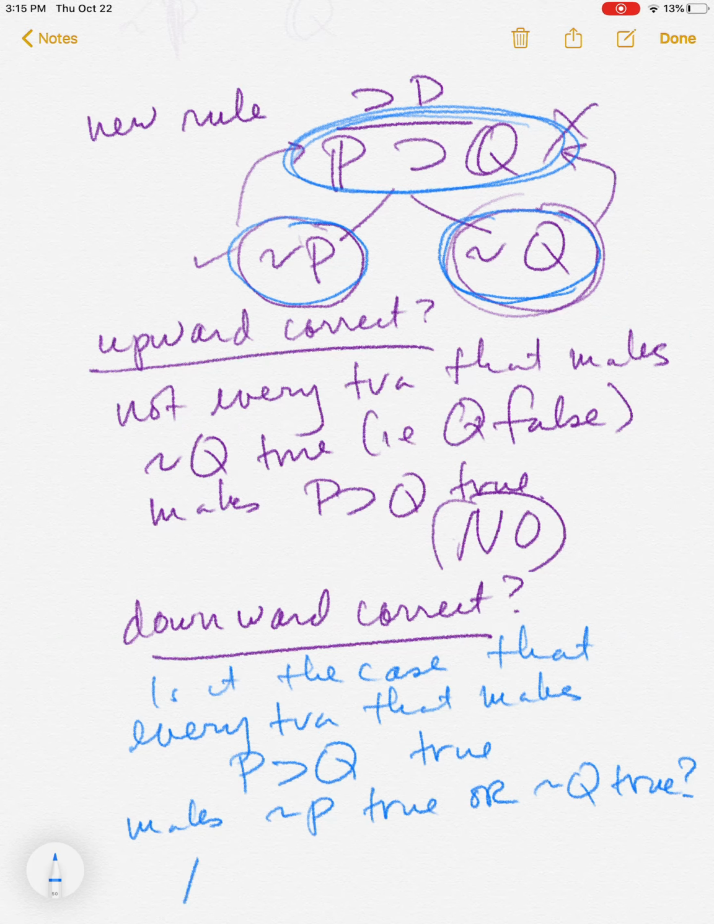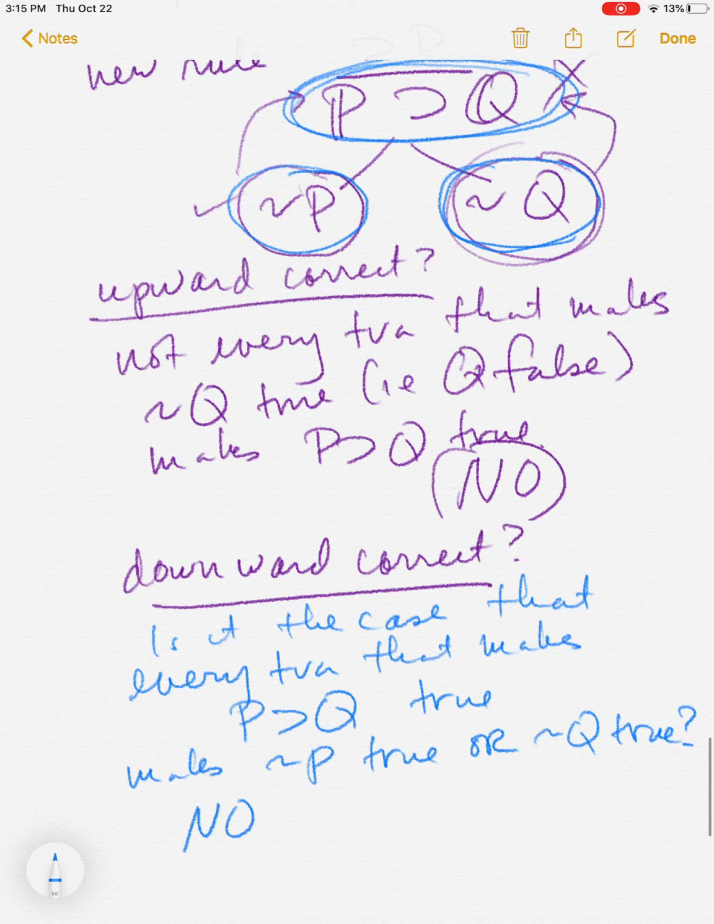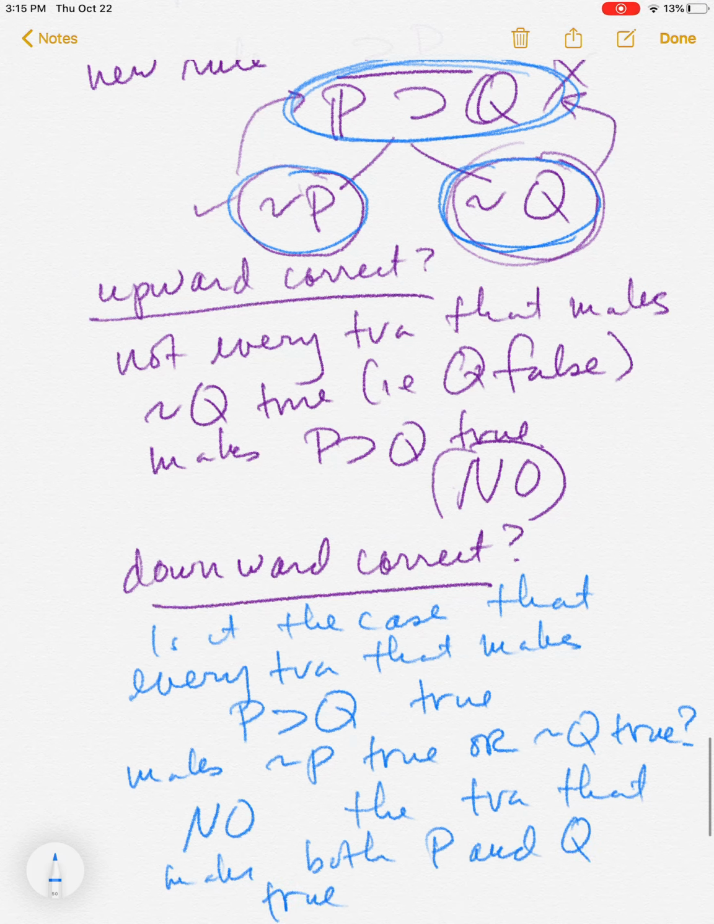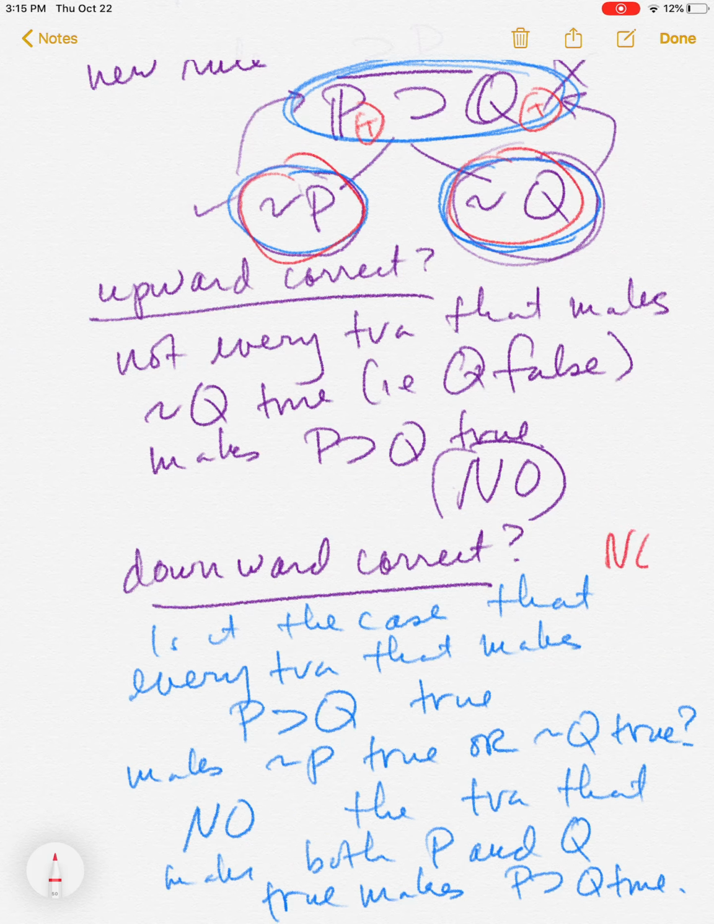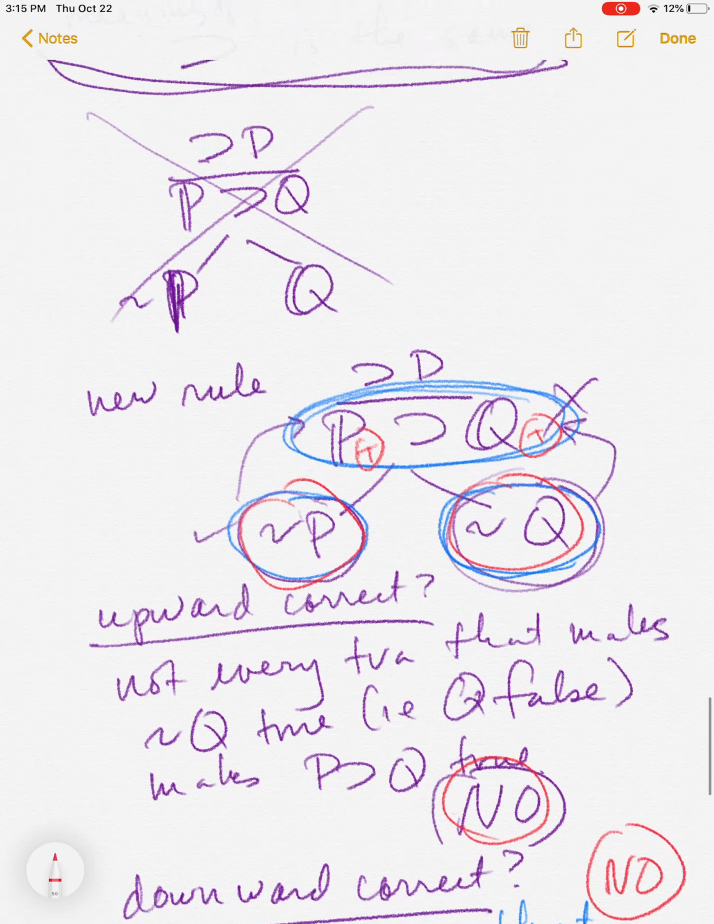Again, no, right? Because you might have a truth value assignment that makes both P and Q true, which makes P horseshoe Q true. So the truth value assignment that makes P true and makes Q true is not going to make either not P true or not Q true. So no, it's not downward correct, and no, it's not upward correct. So it's a doubly not correct replacement rule.